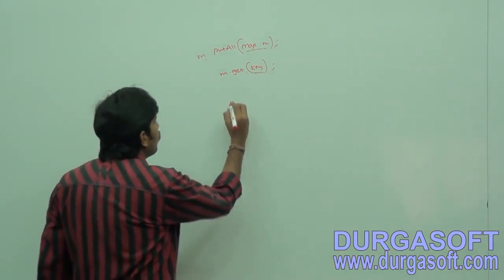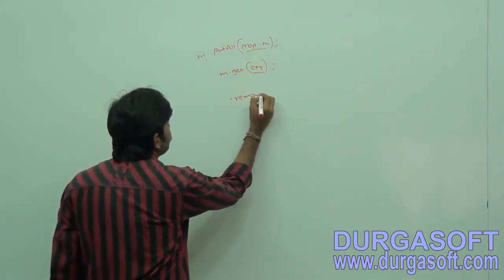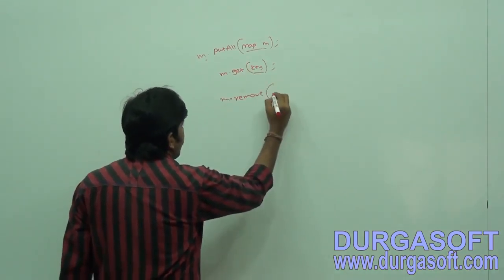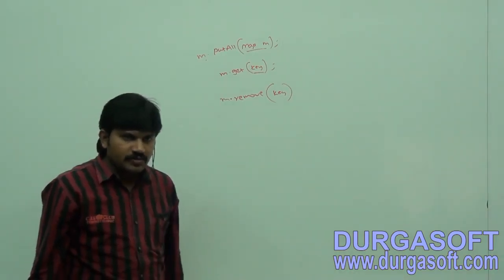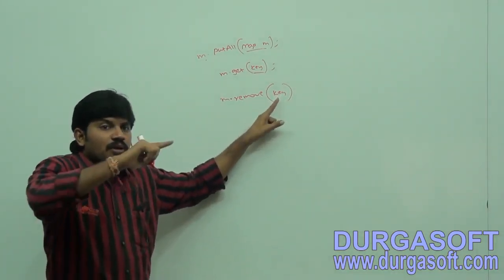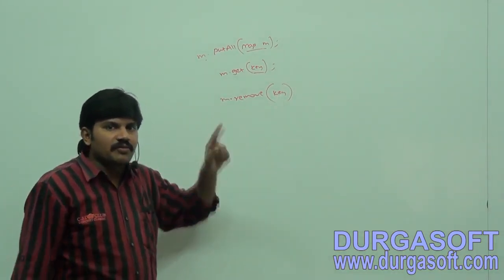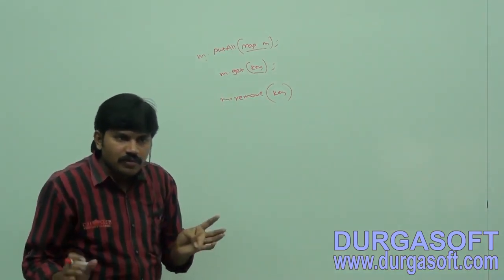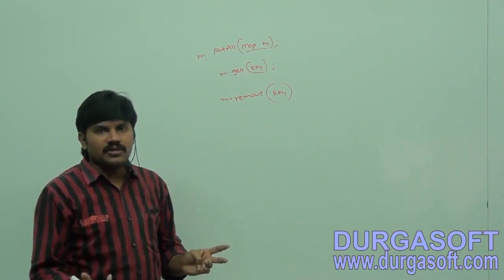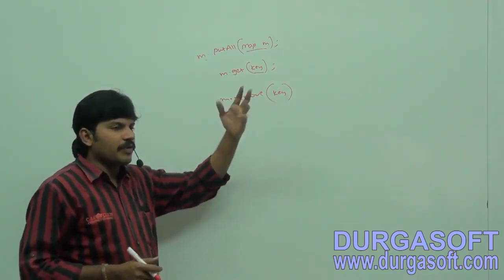Sir, I want to remove one key value pair. M dot remove of the key you can specify. Then automatically the entry associated with this key will be removed. So only the key is removed, and the value will be there? No, without the key the value has no chance, so the total key value pair will be removed.